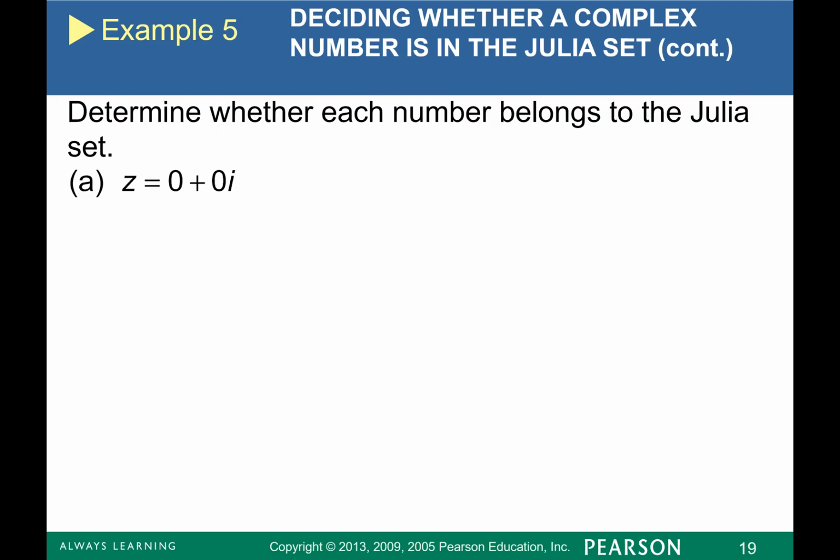So let's take a look here. Determine whether each number belongs to the Julia set. So what would be the magnitude, or I should say the absolute value, of this complex number? It looks like 0. Don't you love it when they give you easy ones like that? Yeah, makes life easy. So the magnitude is 0. Then we plug that into z squared minus 1. We get 0 squared minus 1, which is -1.